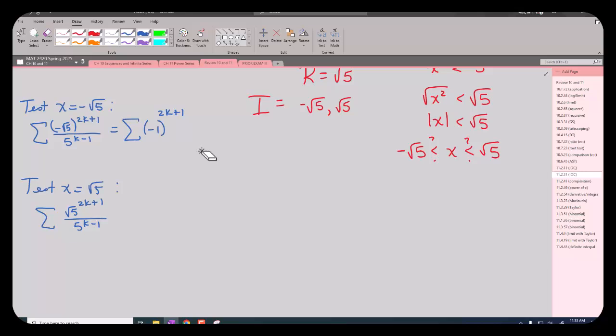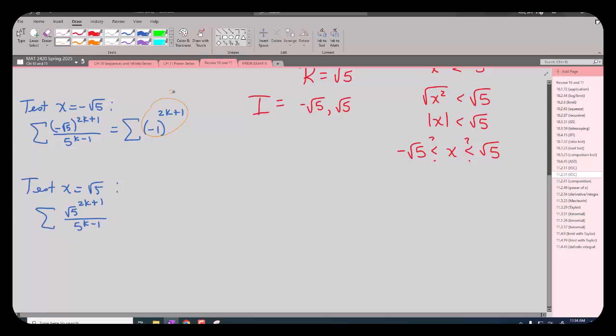If you plug in k equals 1, what's the power? Odd. Plug in k equals 2, it's odd, right? So 2k is always even, and if you add 1 to an even, you get an odd. So this really is not a switch. This really is equal to negative 1. It's always negative 1, right? If the power is always odd, an odd power on negative 1 is negative 1. So that thing is not changing from negative 1 to positive 1. It's just negative 1 all the time. So that's really not a switch.